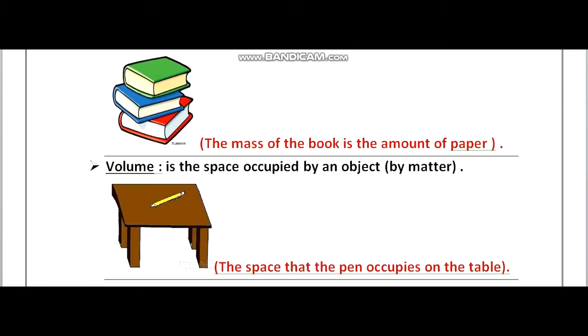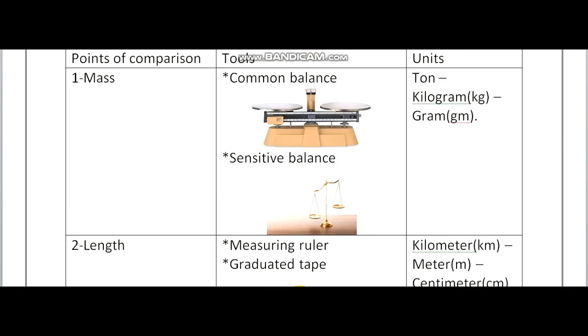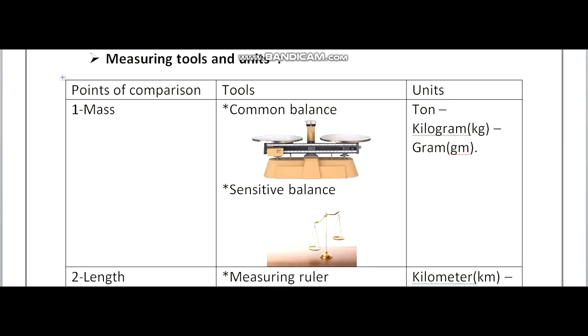And now let's talk about how to measure mass and volume. To measure the mass, we can use a common balance and a sensitive balance. The common balance is used to measure the mass of large objects, like vegetables and fruits.